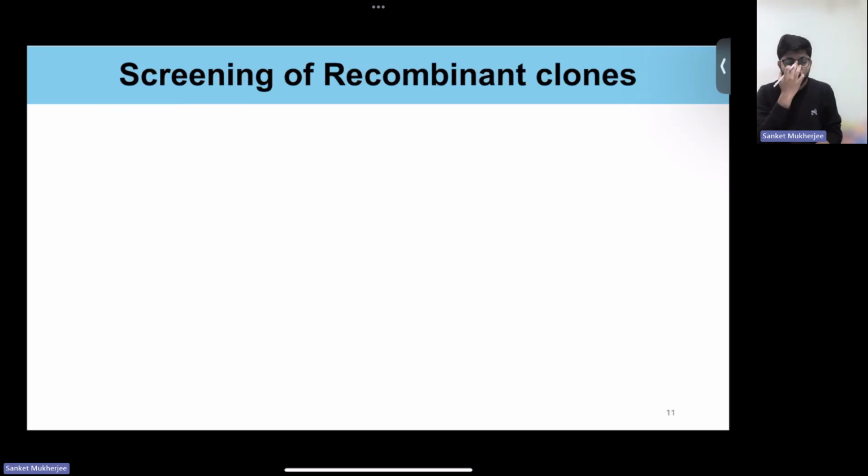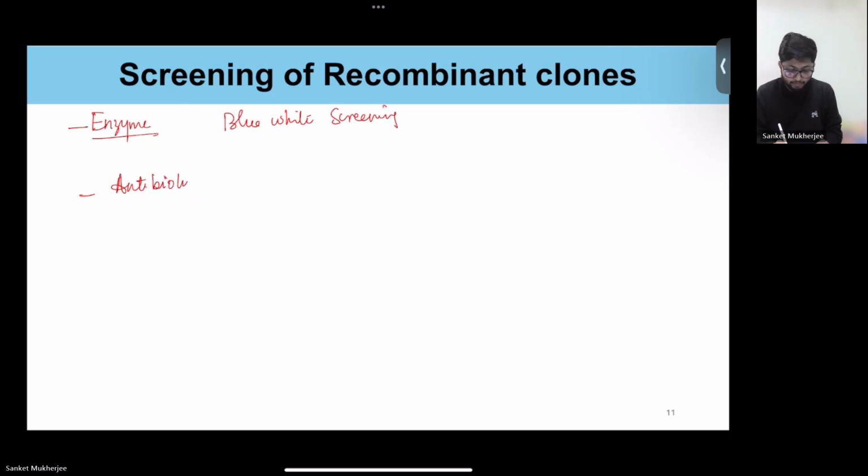How do we screen the cells which are actually transformed? So enzymes can be used. For example, we can perform blue-white screening. We will talk about it. Then there is the antibiotic resistance gene, or the phenotypic changes.